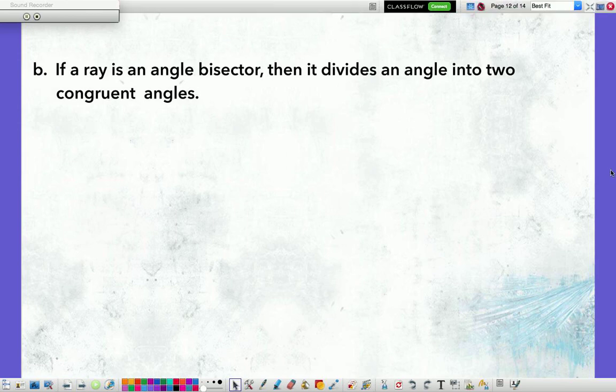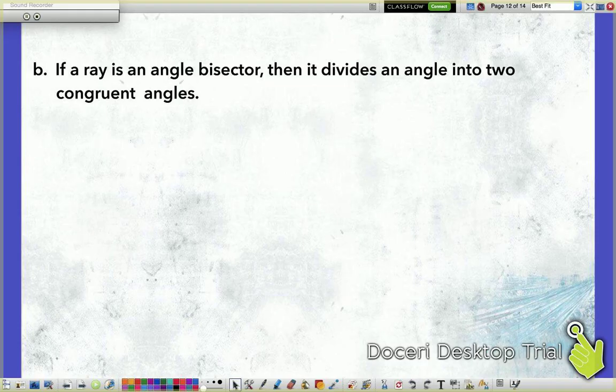Okay, we have another one. If a ray is an angle bisector, then it divides an angle into two congruent angles. So let's start by writing the converse to this.